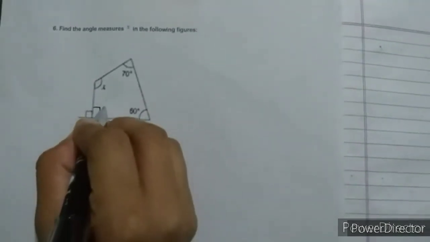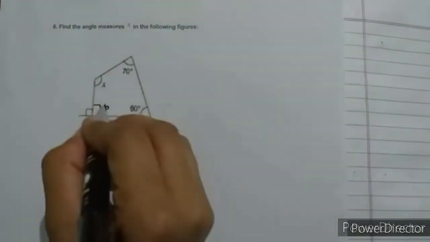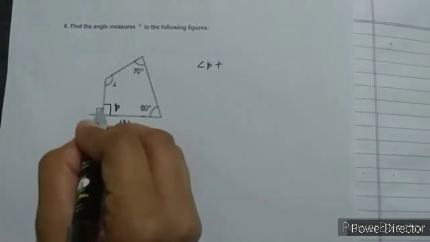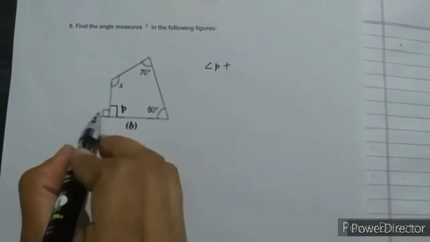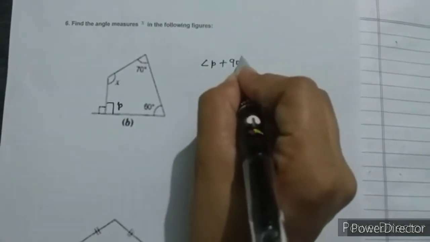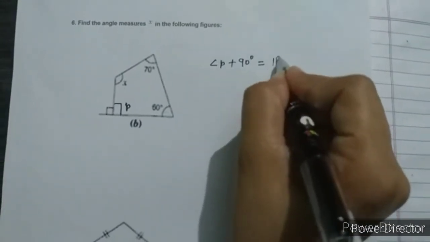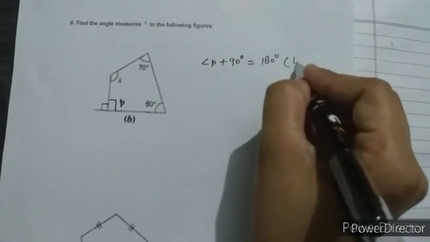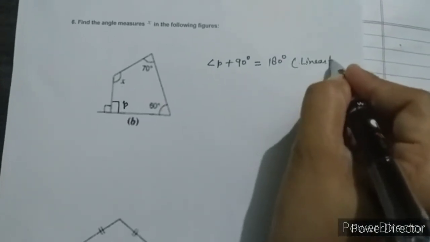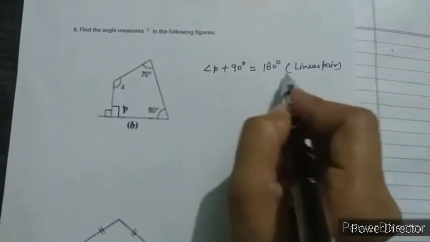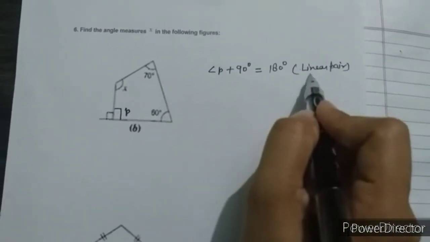So I am just writing here angle P. So this angle P, and it is clear from the diagram that this angle is of 90 degree. So angle P plus angle 90 degree will be equal to 180 degree, and property is linear pair. You have to mention that you are applying which property.